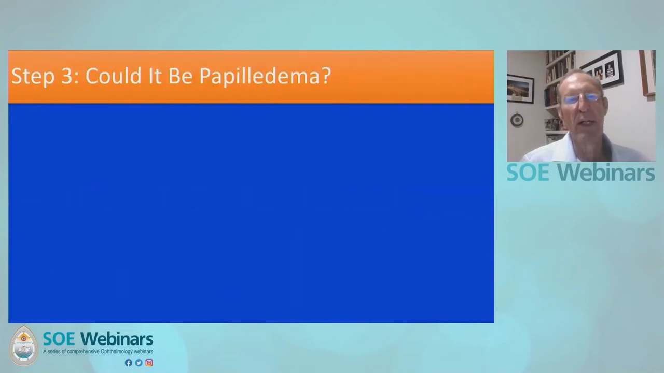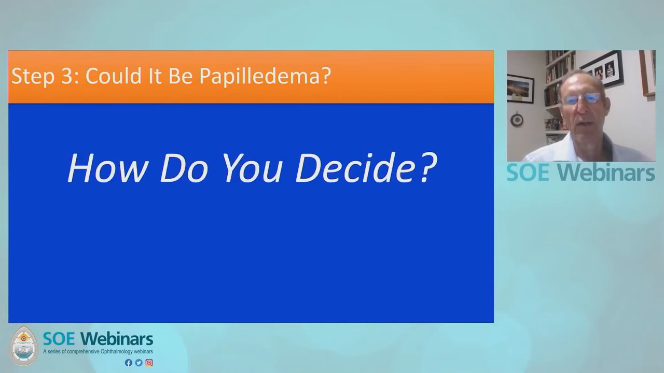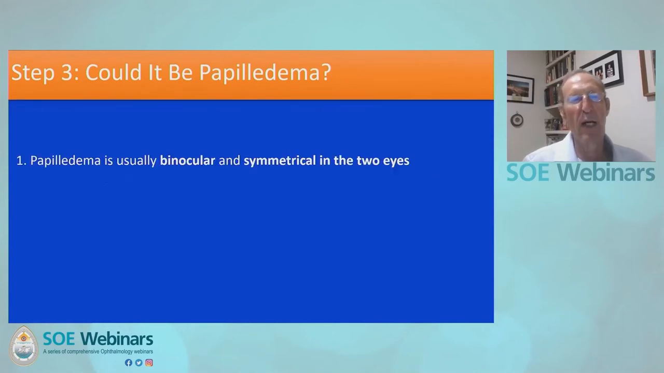All right, let's move on now to step number three. And the question here is whether this could be papilledema. And the question I have for you is, how do you decide? And we teach that there are two ways that you should be able to distinguish papilledema. Number one, papilledema is usually binocular and symmetrical in the two eyes. And you know that that rule is violated, but basically it is a rule. And if you are seeing monocular disc elevation or markedly asymmetric elevation, you have to question whether it's papilledema.